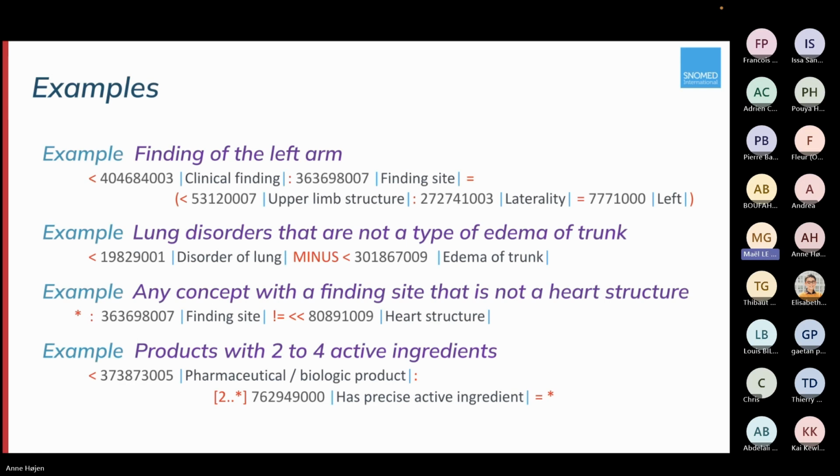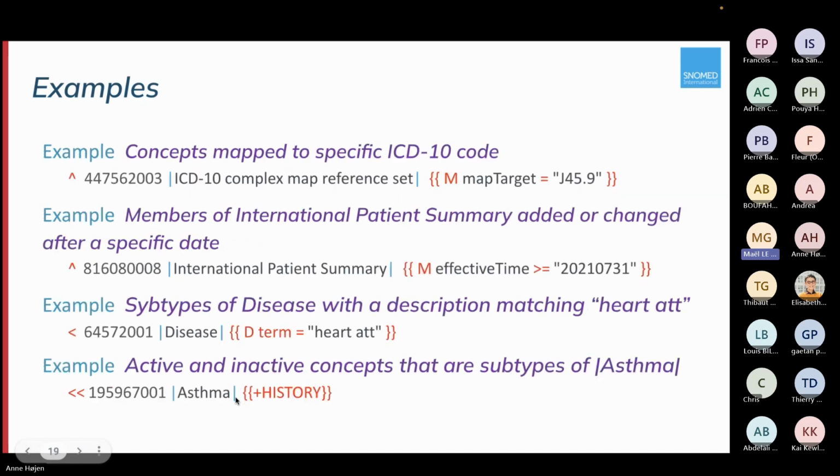Here are some different examples. If we're wanting to find all the clinical findings that are findings and disorders located in the left arm, we could do it using the expression constraint you see here. We can use exclusion to say lung disorders that are not a type of edema of trunk. Before we saw the conjunction where we use and, we can also do the exclusions. We can also use the any operator. So give me any concept that has some finding site that is not a hard structure. It supports cardinality. So give me all the pharmaceutical products in SNOMED CT that have 2 or more active ingredients.